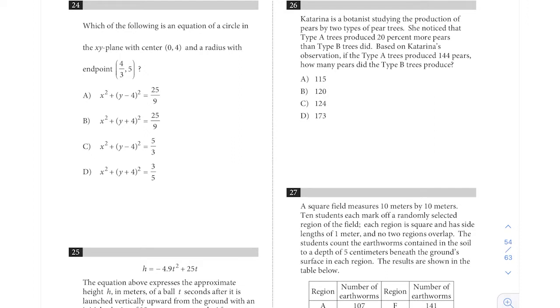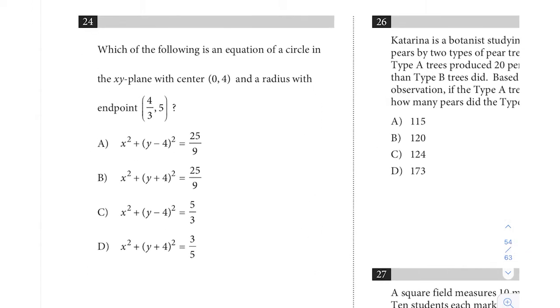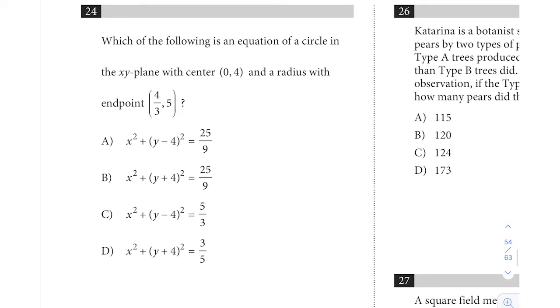In this video, we are taking a look at questions 24 through 27 in Section 4 of SAT Practice Test 1. So let's start with question 24. The question reads, which of the following is an equation of a circle in the xy plane with center (0, 4), and a radius with endpoint (4/3, 5)?